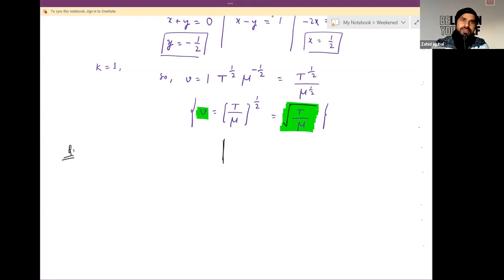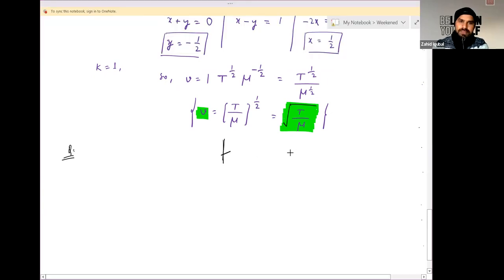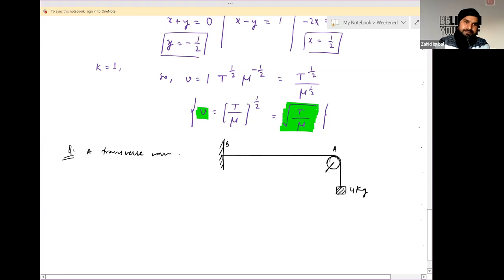From a support, a string is connected, which is further joined to a pulley, and then a block of mass 4 kg is attached at this point. Let's say this particular wire is from A to B. In this part, our transverse wave is created at A.